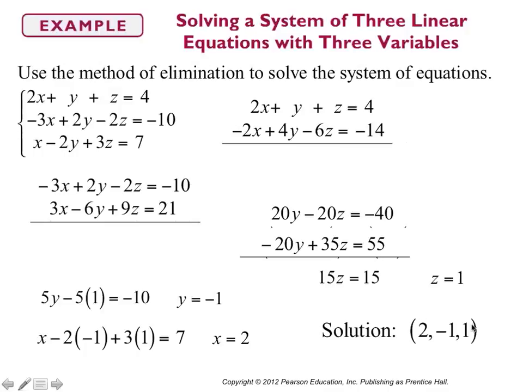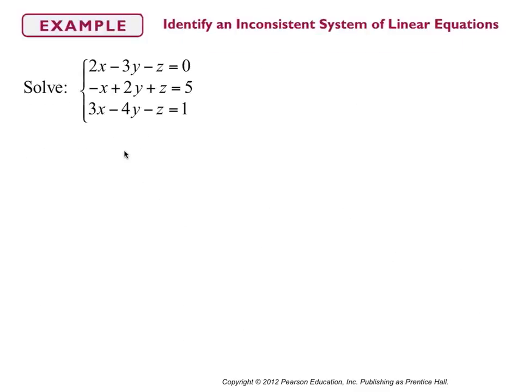Now, a good thing to do would be to check this. You check it the exact same way as the others, except it just takes a little more time because you have a little bit extra. You have an extra variable there, an extra equation. So if you want to check this one, you're going to take 2 and plug it in for x, negative 1 and plug it in for y, and 1 and plug it in for z, and then you do that for each of these equations and make sure that they all work.